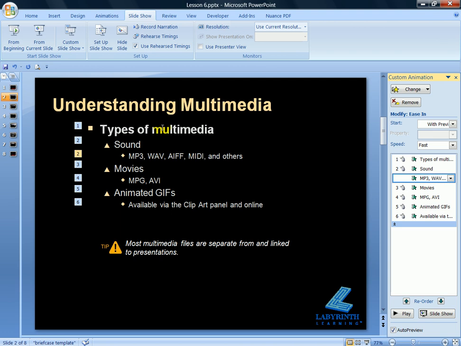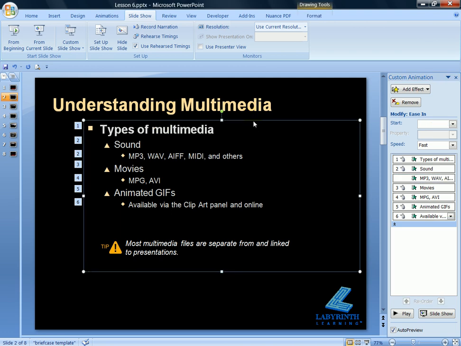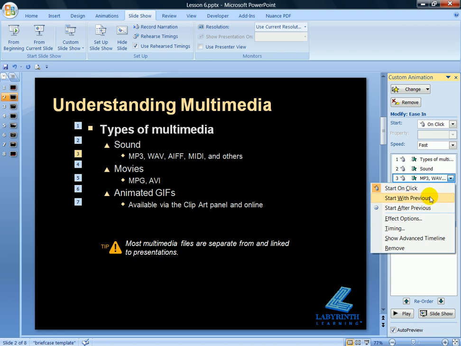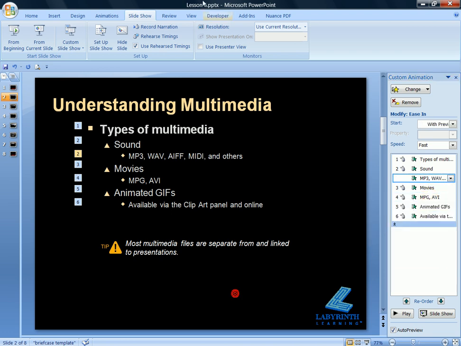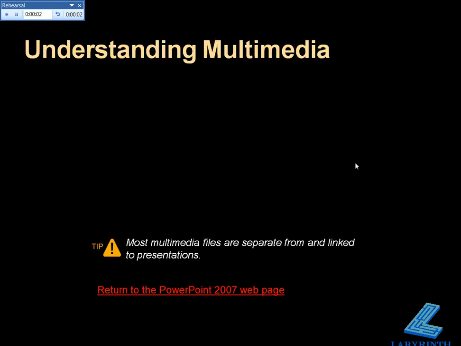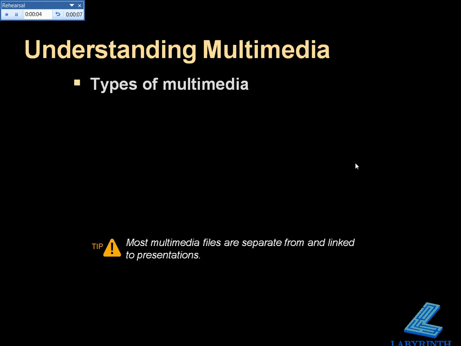Now you can go back and check to see if you've got this still on click. I still want that on click. You can see how it keeps wanting to mess with you. So let's just see what happens. Start with previous. I'm going to start with that. Go there. Go there. There's my first option. There comes my types of multimedia. There come my two pieces together.